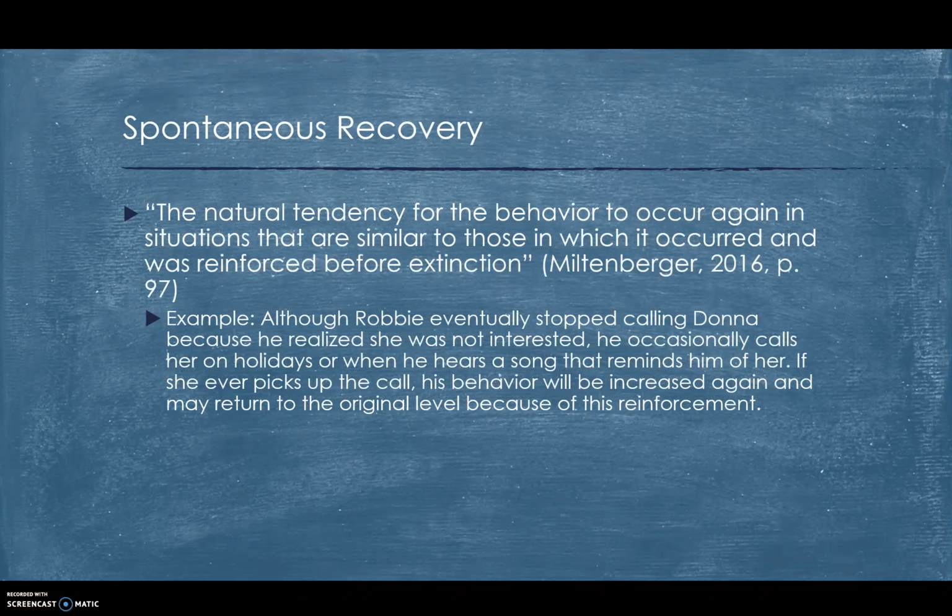Spontaneous recovery, if we're targeting a problem behavior, is something that we're going to want to avoid. This would be the natural tendency for the behavior to occur again in a situation similar to those in which it occurred and was reinforced before the extinction took place. And that's the Miltenberger text definition.